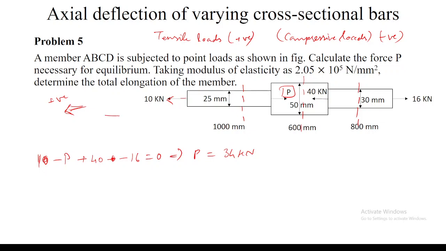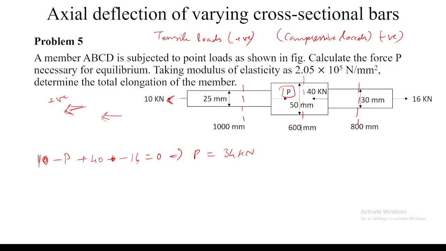You can imagine it like this: for a horizontal member, whatever forces are acting towards the left hand side, I take as a positive value, and whatever forces are acting towards the right hand side, I take as a negative value. You can also interchange the sign convention. Whichever is convenient for you, you can take the sign convention according to that. Here I can also take the forces towards this side as a negative value and substitute it. Still, I will get the P value equal to 34 kilonewton.